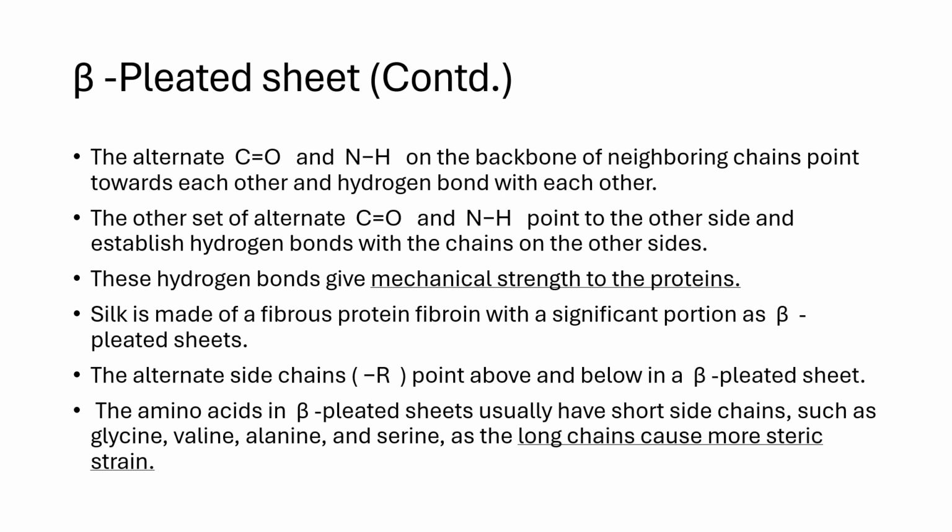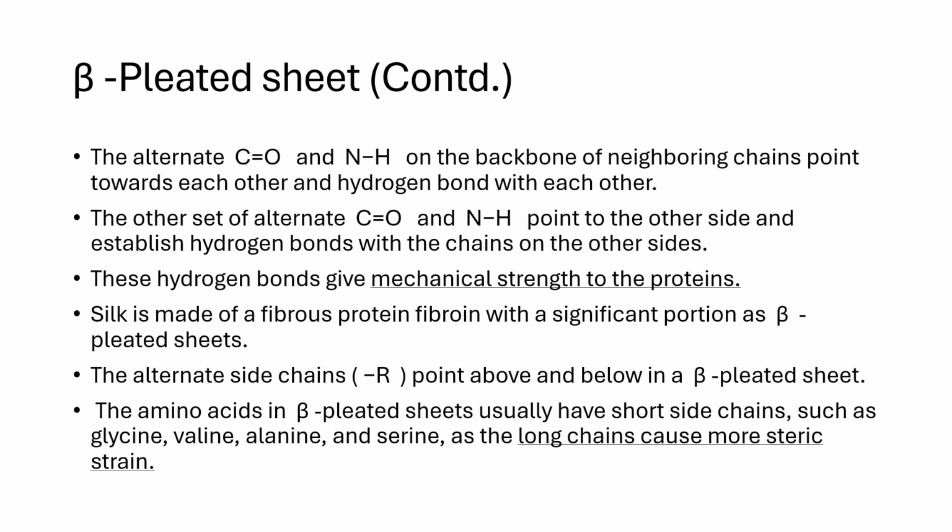The alternate carbonyl and amine on the backbone of the neighboring chain point towards each other and hydrogen bond with each other. The other set of alternate carbonyl and amine point to the other side and establish hydrogen bonds with chains on the other side. Hydrogen bonds give mechanical strength to the proteins. Silk is made of a fibrous protein called fibroin, with a significant portion as beta pleated sheet.